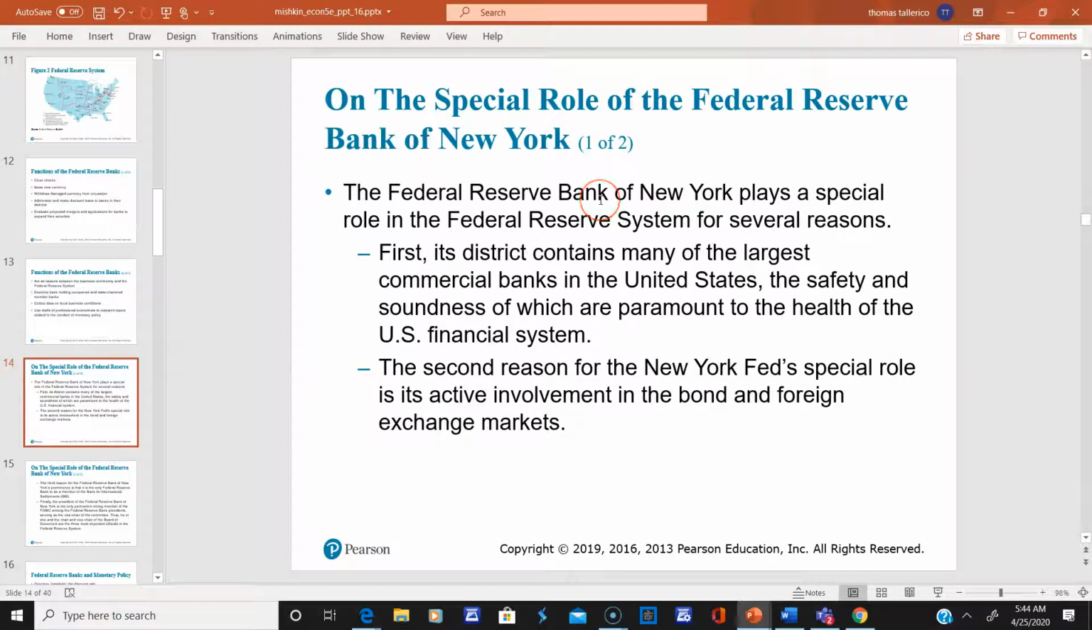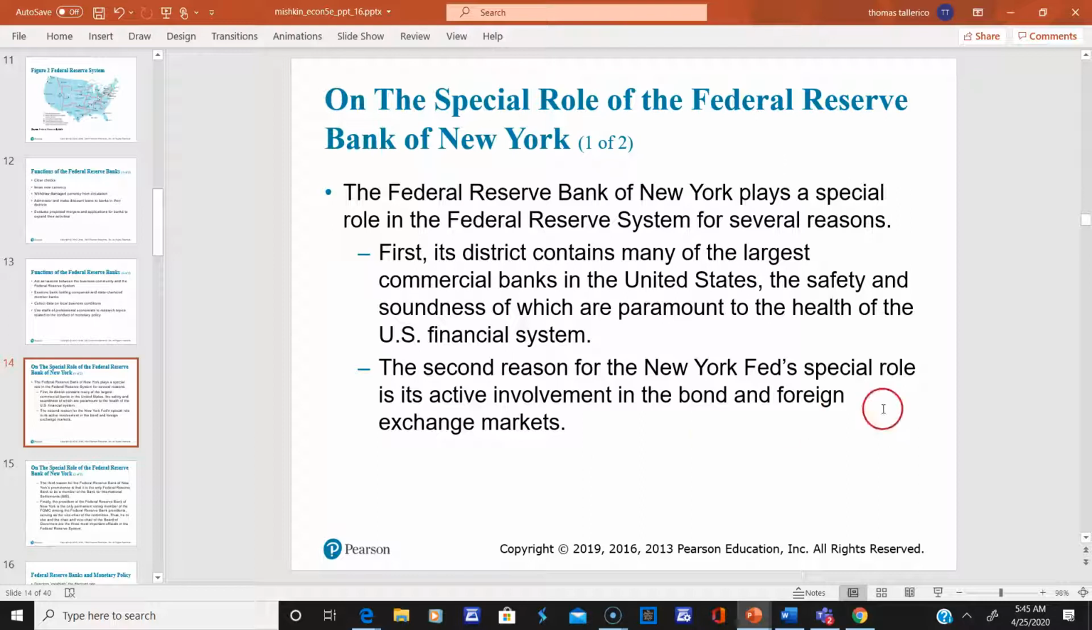So the one special bank is the one in New York, right? And it's down in Lower Manhattan, and it's the Federal Reserve Bank of New York. And it basically plays a larger role than the rest of the banks. Its district contains many of the largest commercial banks in the United States. Right? Wall Street's down there. The safety and soundness of which are paramount to the health of the U.S. financial system. And it's the main bank for bonds and foreign exchange markets.